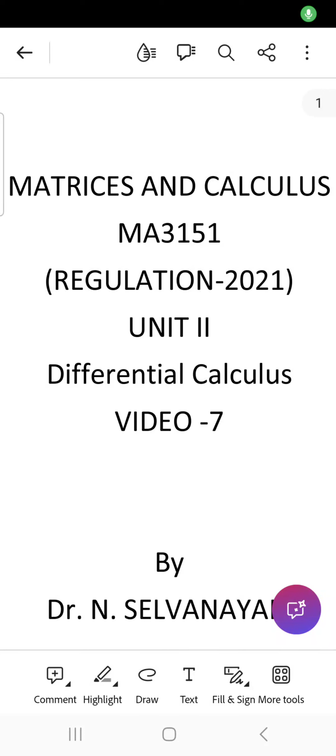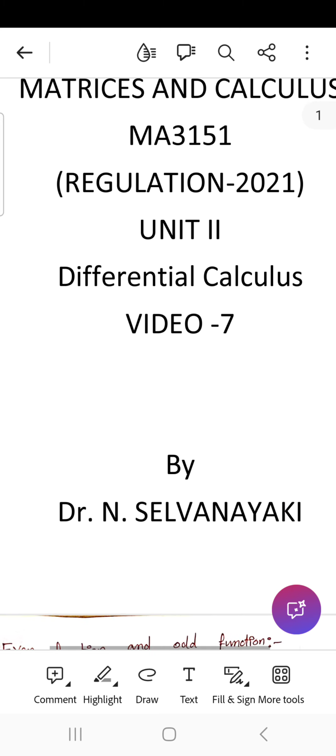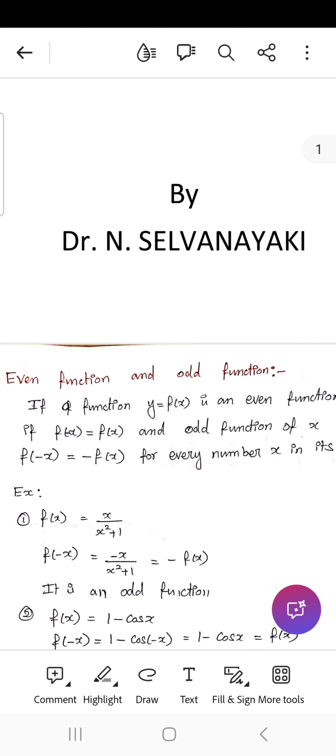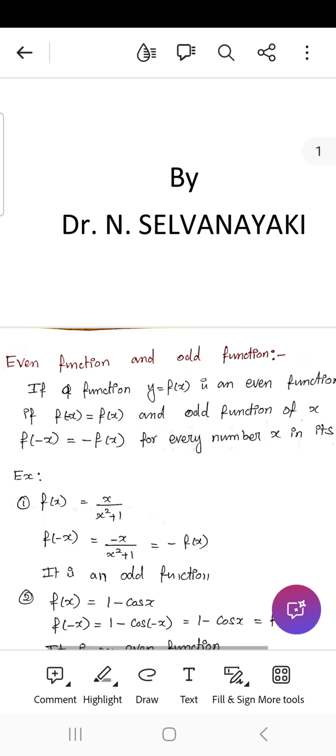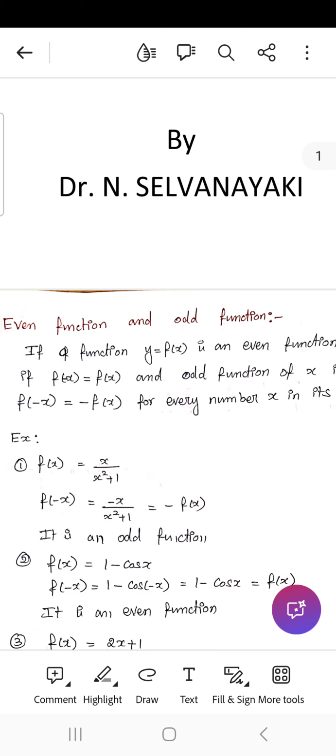In the previous section we discussed the range, domain, codomain and sketching the graph of a function. Now we are going to discuss even functions and odd functions. A function f of x is said to be an even function if f of minus x equals f of x. A function f of x is said to be an odd function if f of minus x equals minus f of x for any number x.